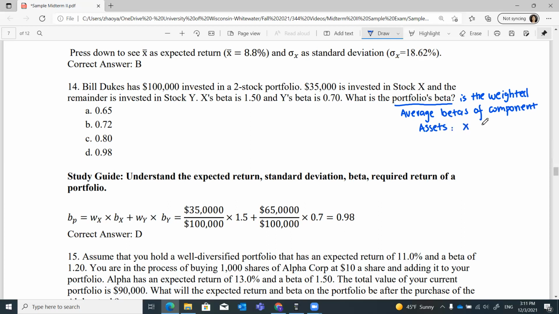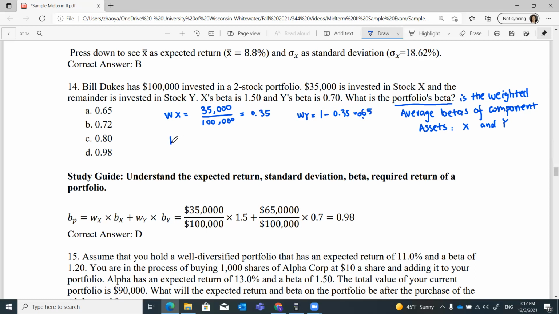Here is X and Y. So we need to find out the weight of X, which equals 35,000 capital invested in X divided by the total capital. It's 35%. The weight of Y is 1 minus 35%, which is 65%.